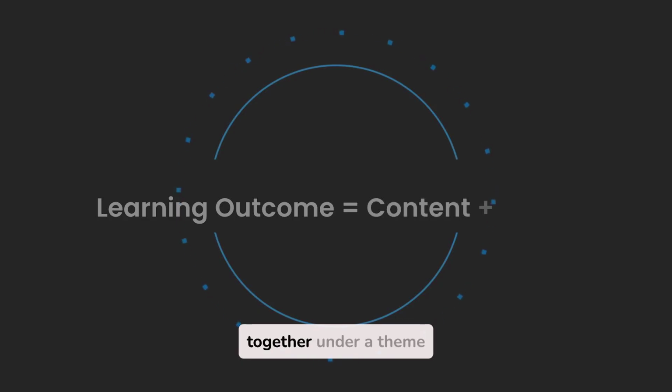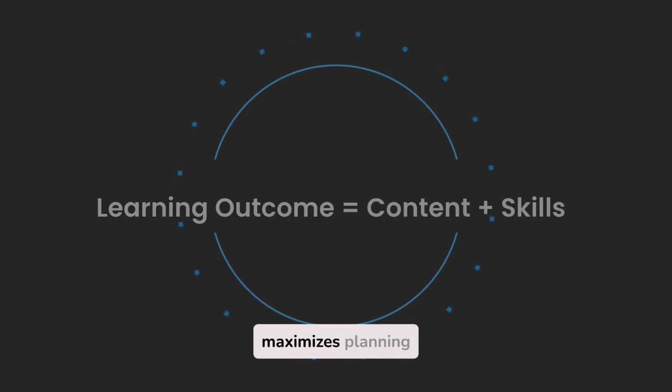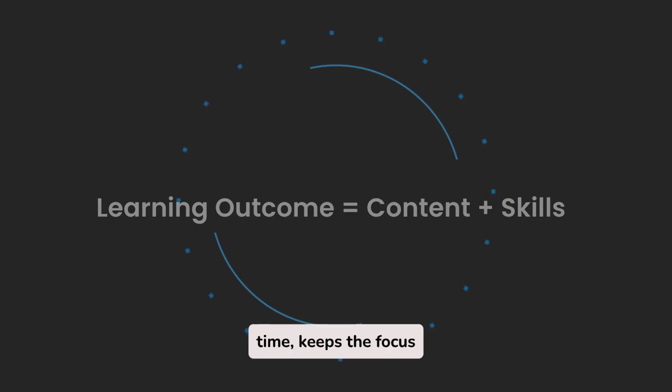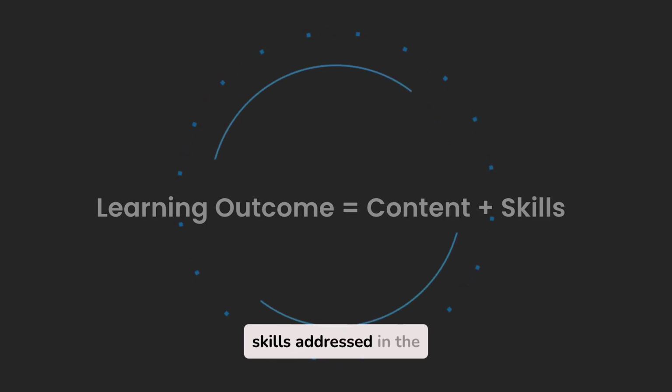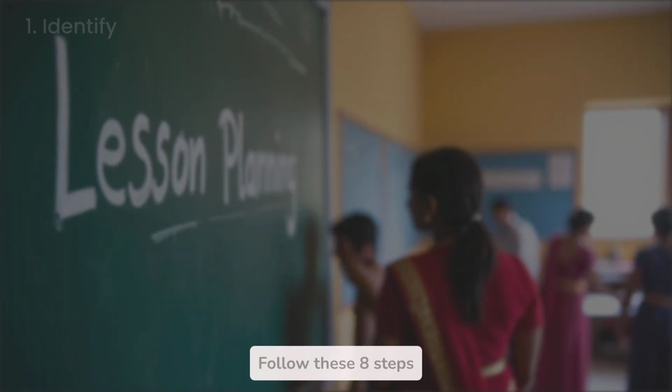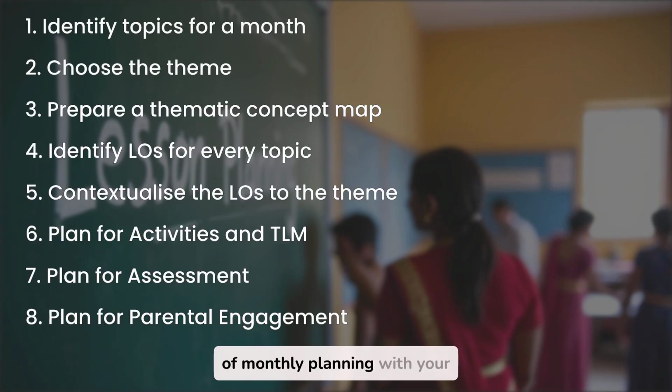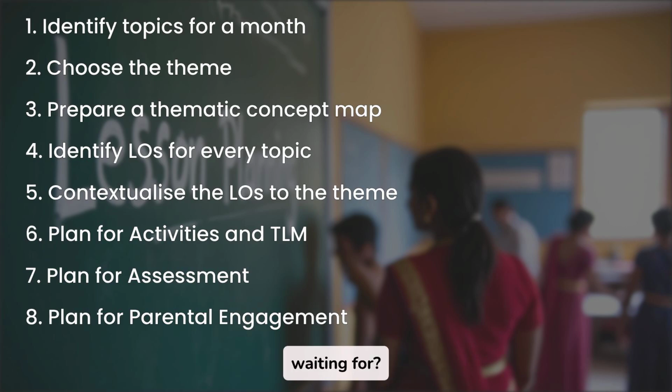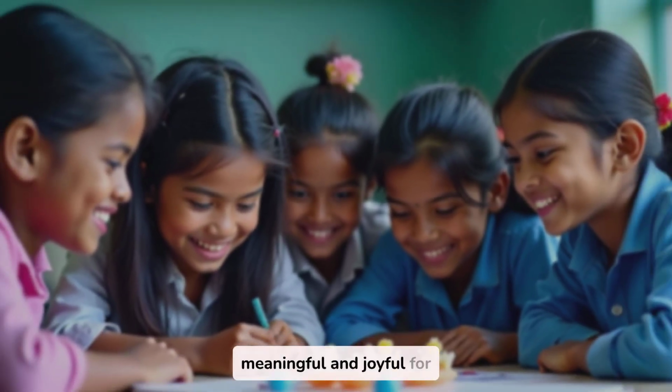Bringing your subjects together under a theme maximizes planning time, keeps the focus on concepts and skills addressed in the learning outcomes. Follow these 8 steps of monthly planning with your peers in teacher collectives or when planning by yourself. So what are you waiting for? Start planning now to make learning connected, meaningful and joyful for every student.